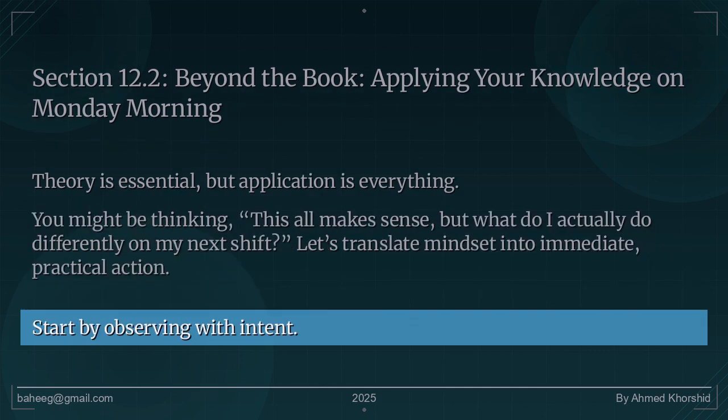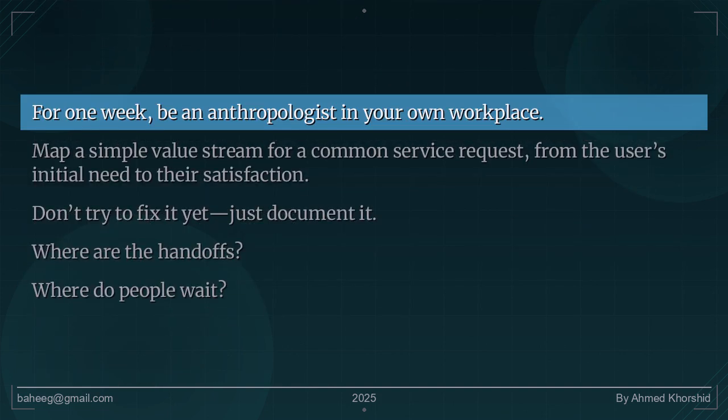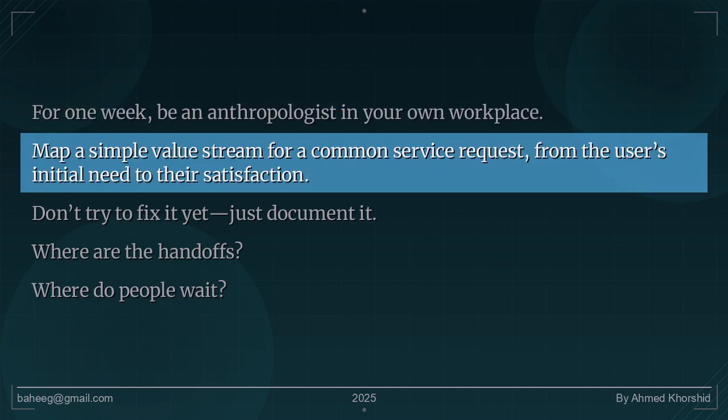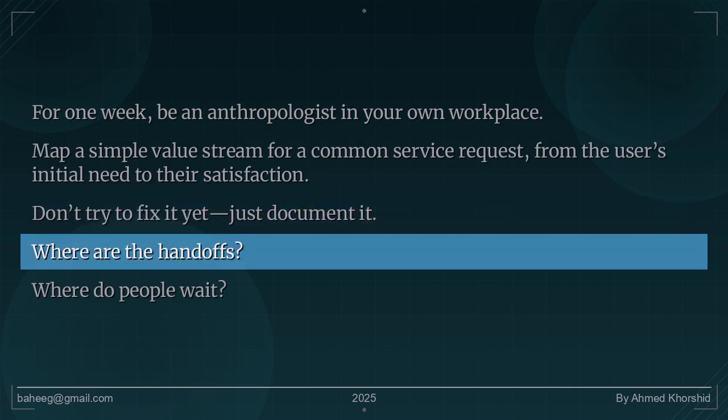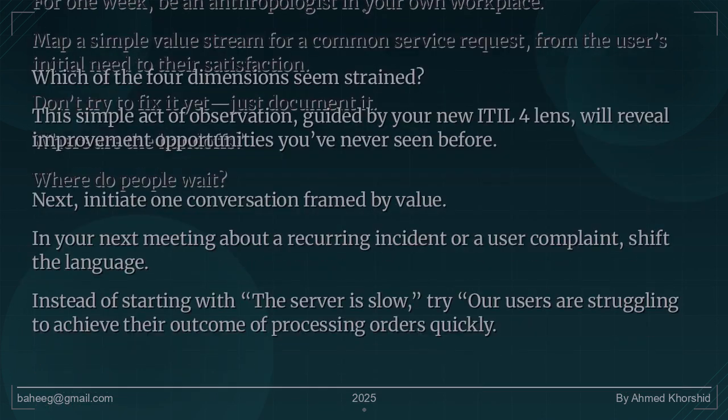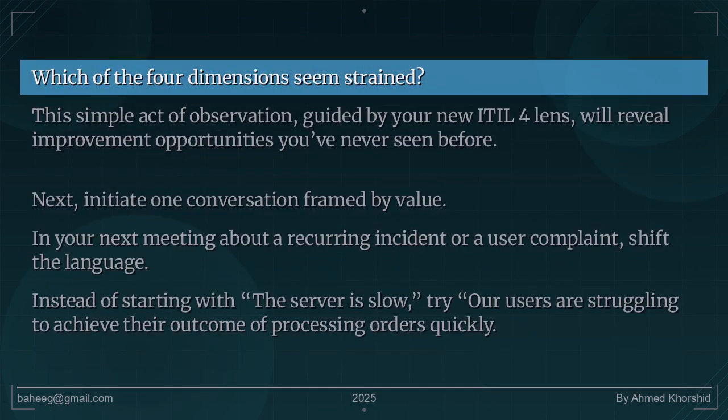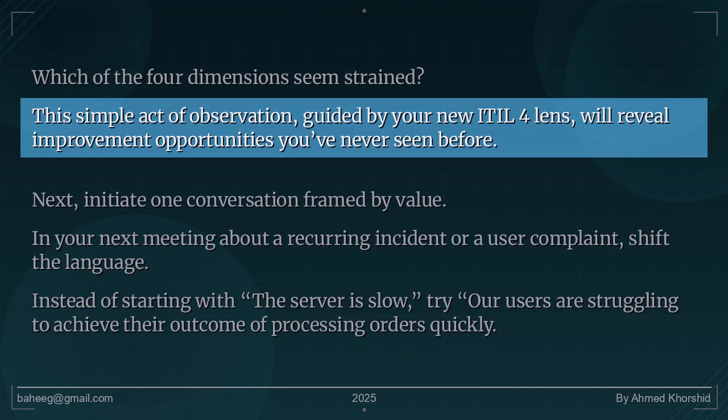Start by observing with intent. For 1 week, be an anthropologist in your own workplace. Map a simple value stream for a common service request, from the user's initial need to their satisfaction. Don't try to fix it yet, just document it. Where are the handoffs? Where do people wait? Which of the 4 dimensions seems strained? This simple act of observation, guided by your new ITIL 4 lens, will reveal improvement opportunities you've never seen before.